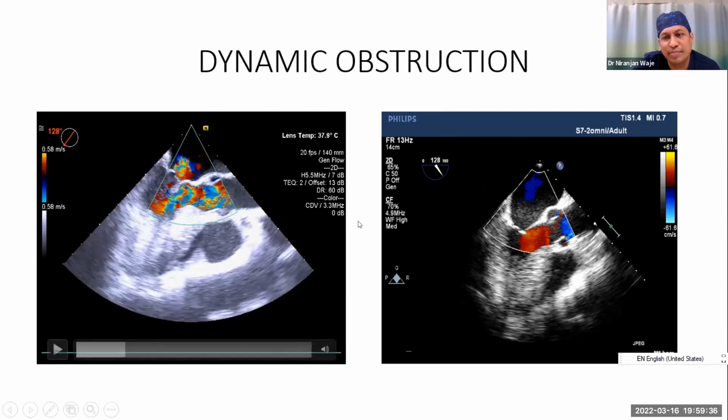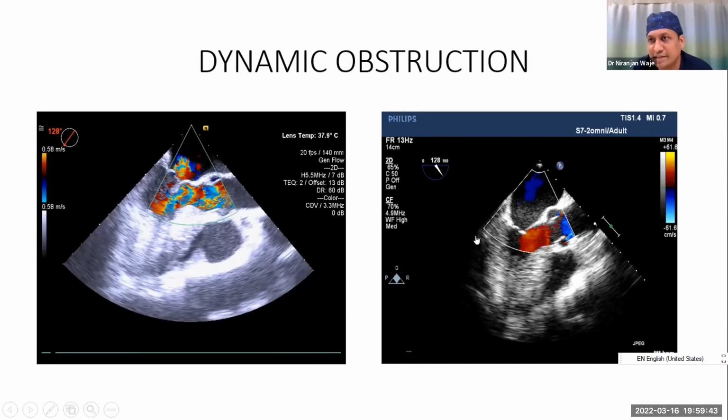On the left-hand side, both the images are of the mid-esophageal long axis view of the TEE. This patient had hypotension, blood loss, and for the hypotension, adrenaline was started, and surprisingly, pressure dropped even further. So no one knew what was happening. Excessive adrenaline causes excessive tachycardia and further worsens the situation.